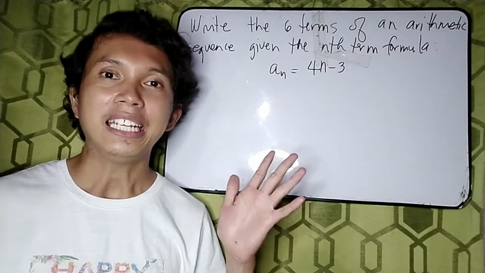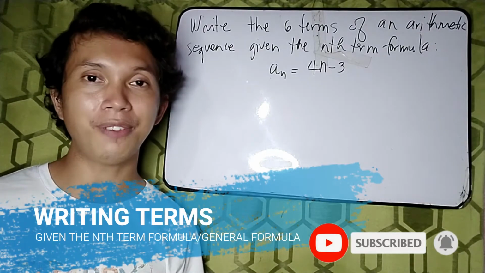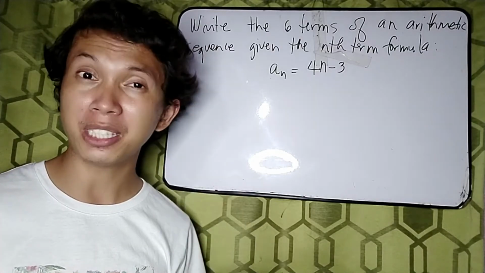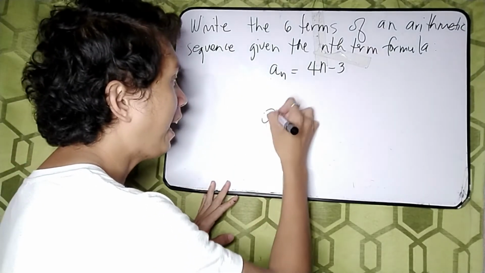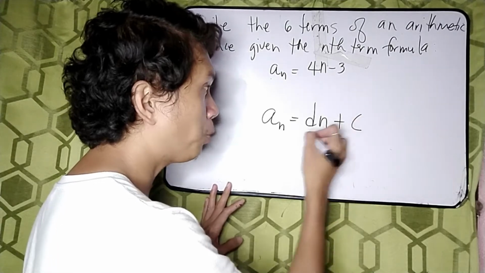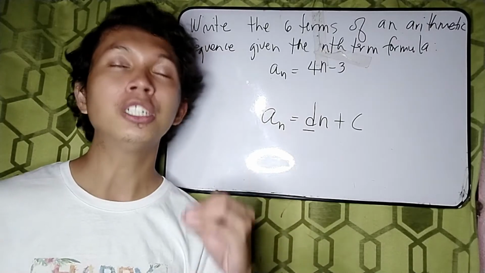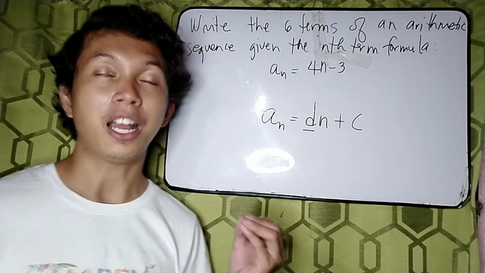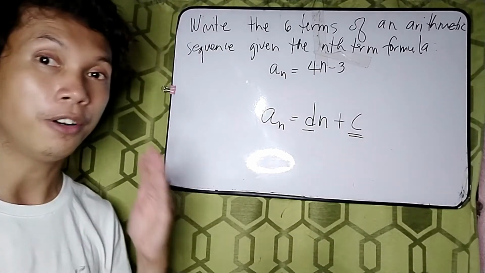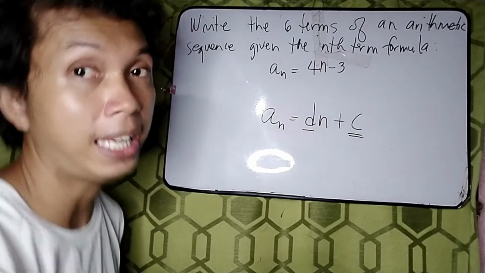In this video, we're going to talk about writing terms of an arithmetic sequence given the nth term formula, or the explicit formula. If you try to recall, the explicit formula is in this form: a sub n is equal to dn plus c, where d is the common difference, and the common difference is the number you add to get the next term of a given arithmetic sequence, and c is the constant. So it's very helpful for you to understand the format of the explicit formula.